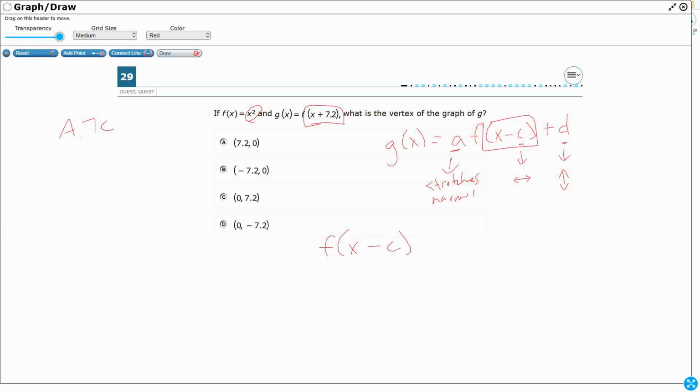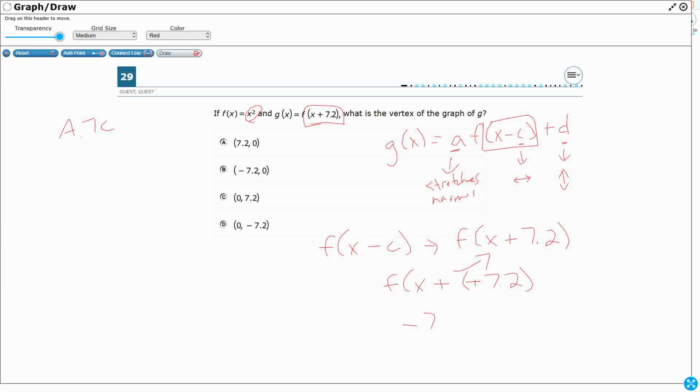So if I wanted to translate that into an f of x plus 7.2, what am I going to need to do? Well, I'm going to need to go f of x minus and then negative 7.2. Those two would end up turning into my plus 7.2. That's the tricky part about this.